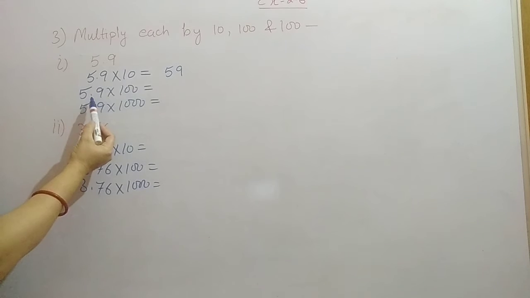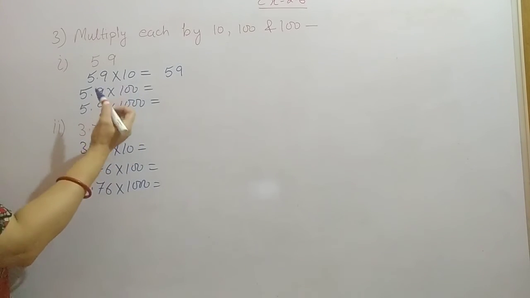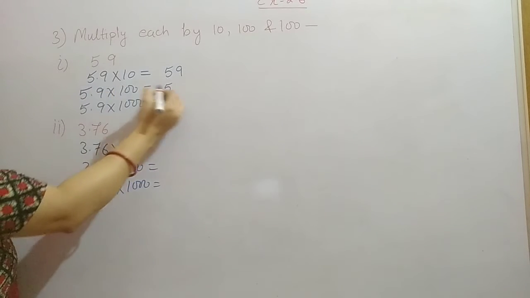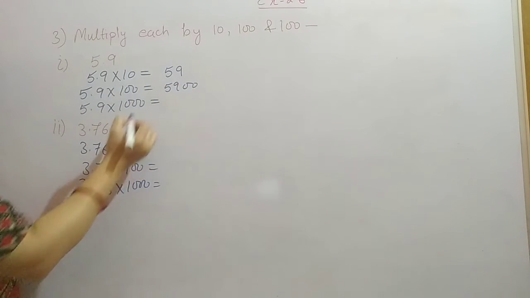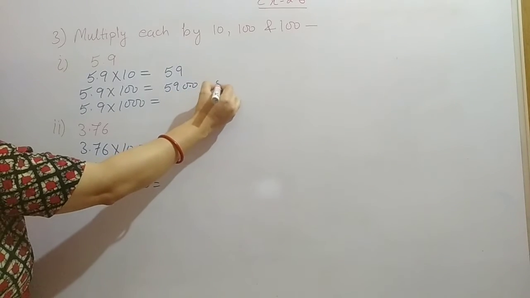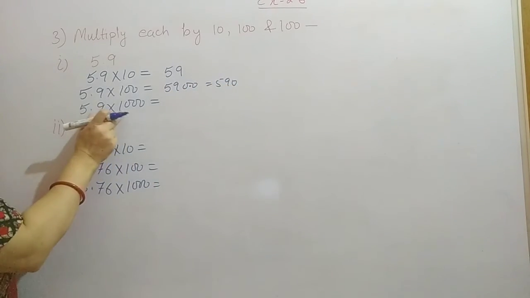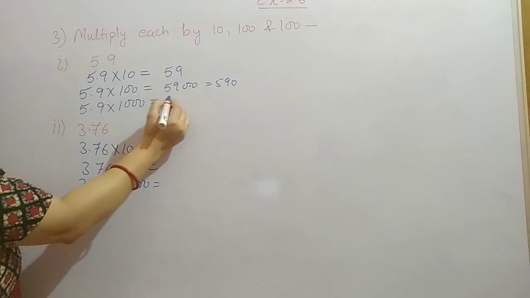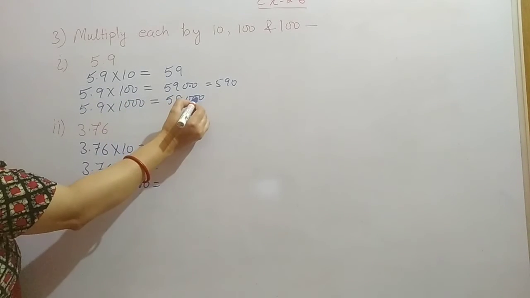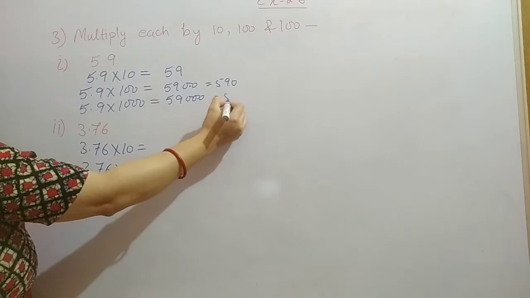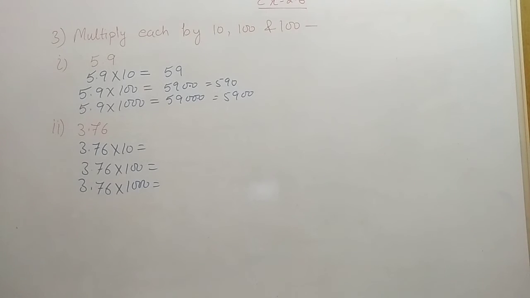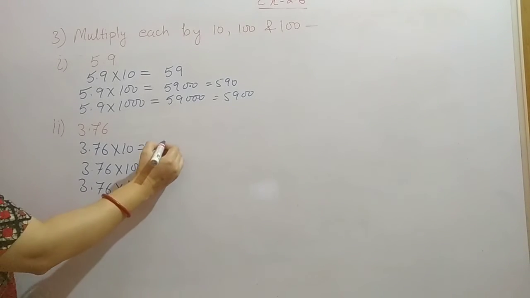In second case we have to multiply by 100. By 100 means 2 place it will shift. So if you multiply 59 and 100, it will become 5900. One decimal means here decimal will come. So 590. Similarly here 59 into 1000 will be 59,000 and one decimal from last one decimal. So 5,900.